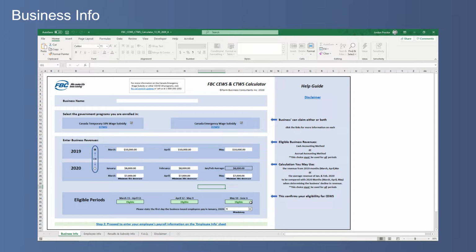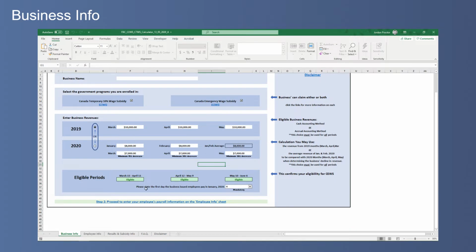So with this portion of the calculator, we're just going to finish off by selecting the first day the business issued employees pay in January 2020. For this example, we're just using the 15th, but you want to put in the correct day. That's very important for determining how many days the baseline period for the subsidy is going to be. So make sure you have that correct data before carrying on to the next page. Let's scroll down, hit the link for step 2, and we'll continue on with employee information.